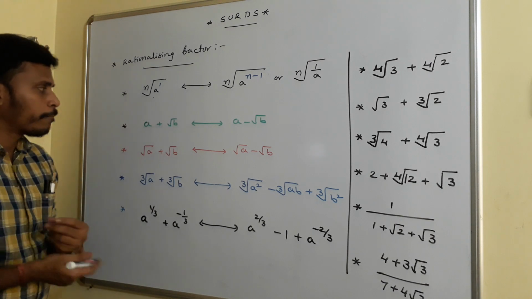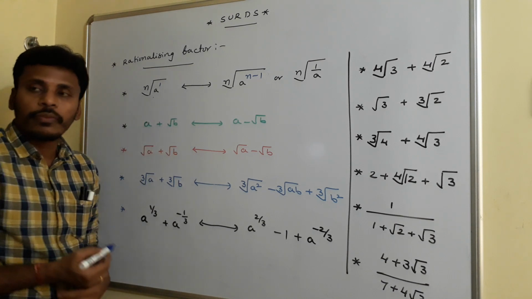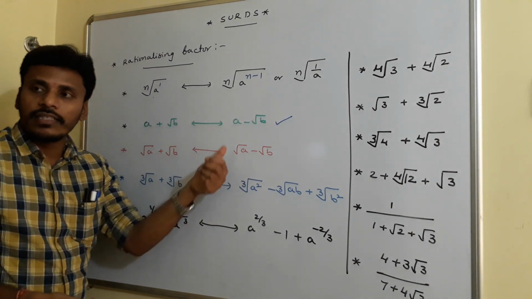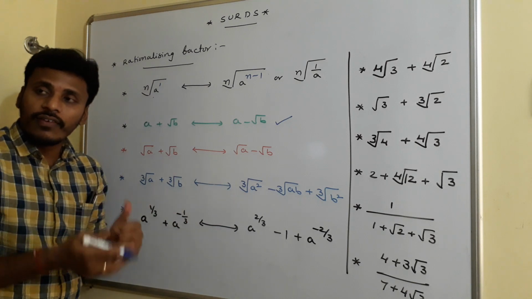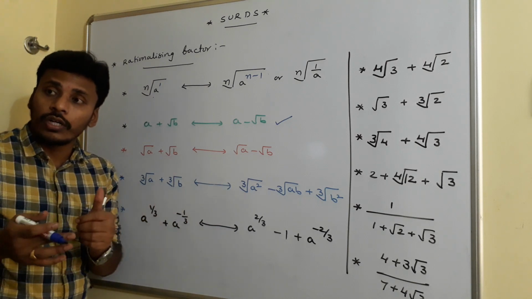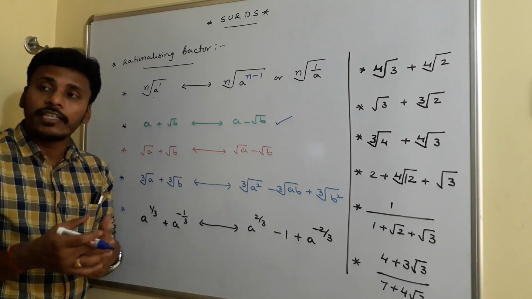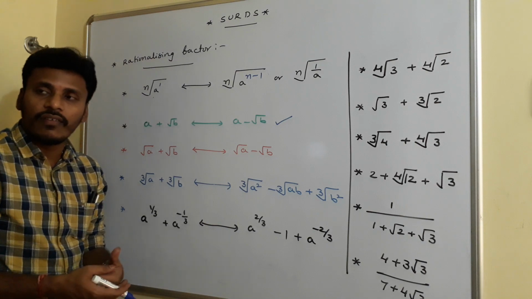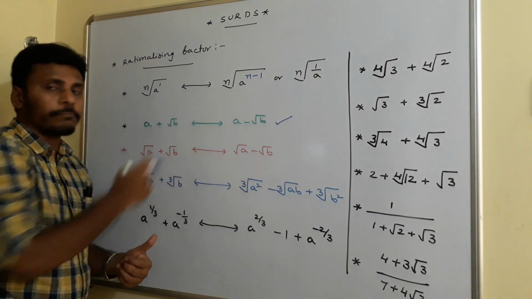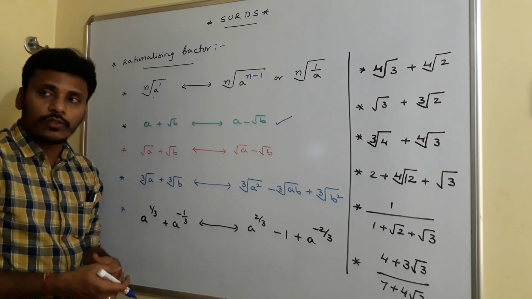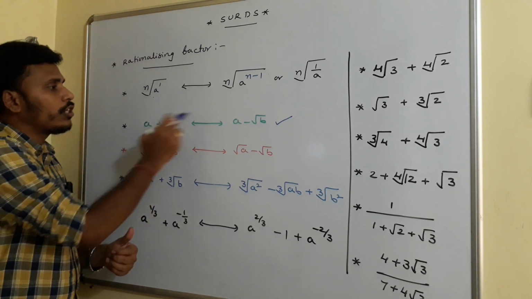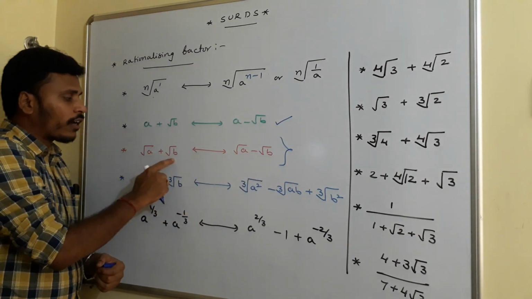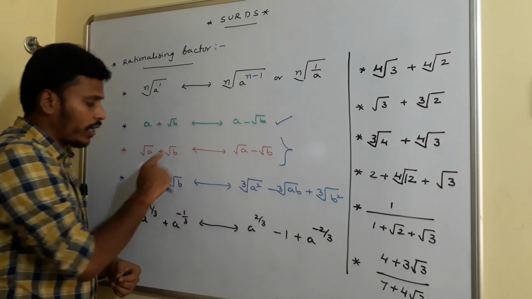If you have a plus root b, a binomial surd, then its rationalizing factor is a minus root b. For 2 plus root 3, the rationalizing factor is 2 minus root 3. For 7 plus root 101, its rationalizing factor is 7 minus root 101, because if you multiply them using x square minus y square, the result is a rational number. So these two are rationalizing factors of one another. The rationalizing factor for root a plus root b is root a minus root b, and vice versa.